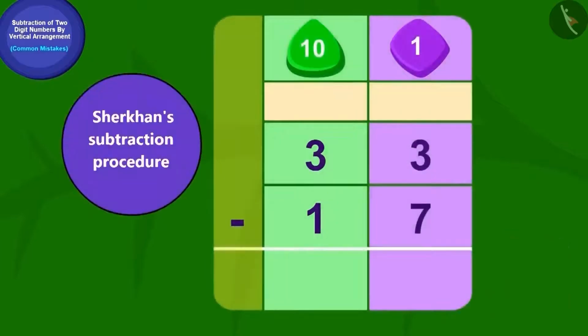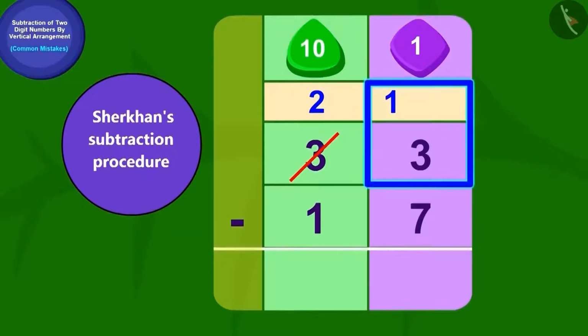Now let us look at Sher Khan's answer. Can we subtract 7 ones of 17 from 3 ones of 33? No. So what do we do now? Yes, we will have to borrow 1 ten from 3 tens of 33. Now how many ones do we have? 13 ones. Now this is very easy.